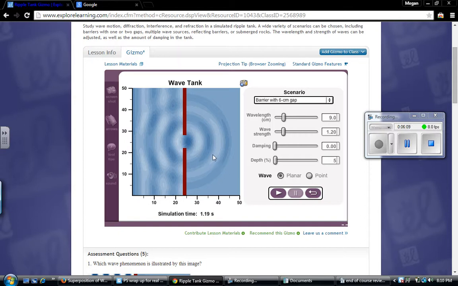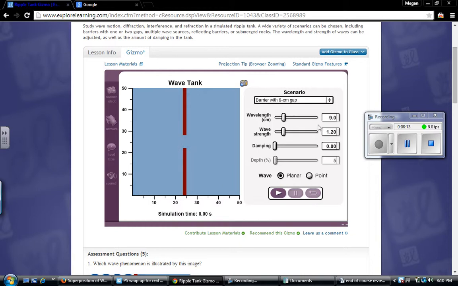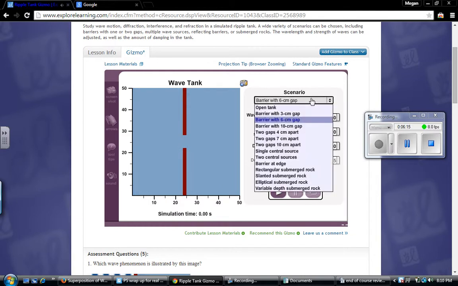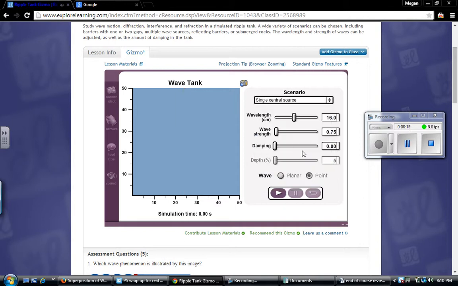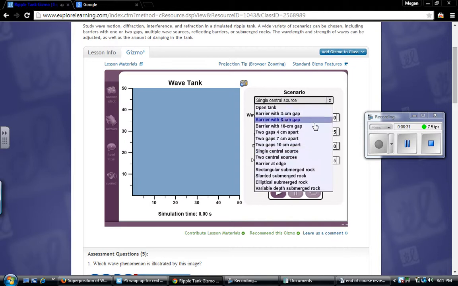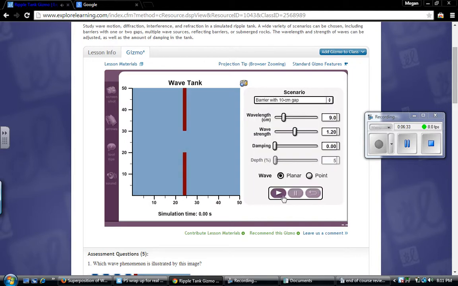Diffraction has to do with wave behavior when it hits a barrier and an opening. Let's switch briefly to a single central source. So this is, again, if you drop a pebble into a lake. You see those outward ripples? Alright, that's what happened to our straight wave when it hit that gap. Here we have a slightly bigger gap, so you can see that it looks just a little bit different.